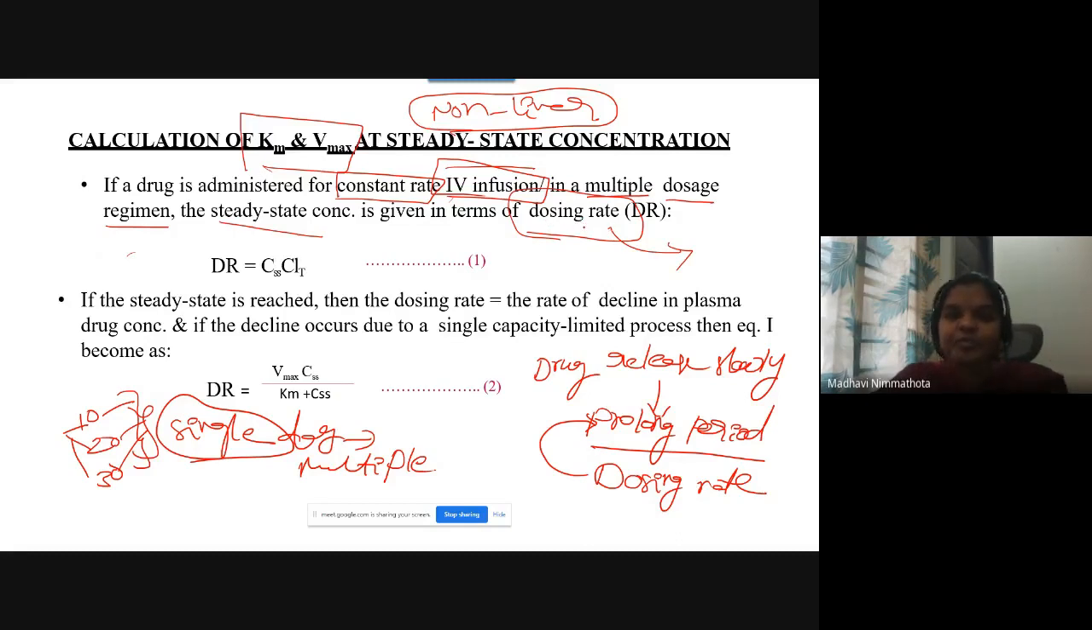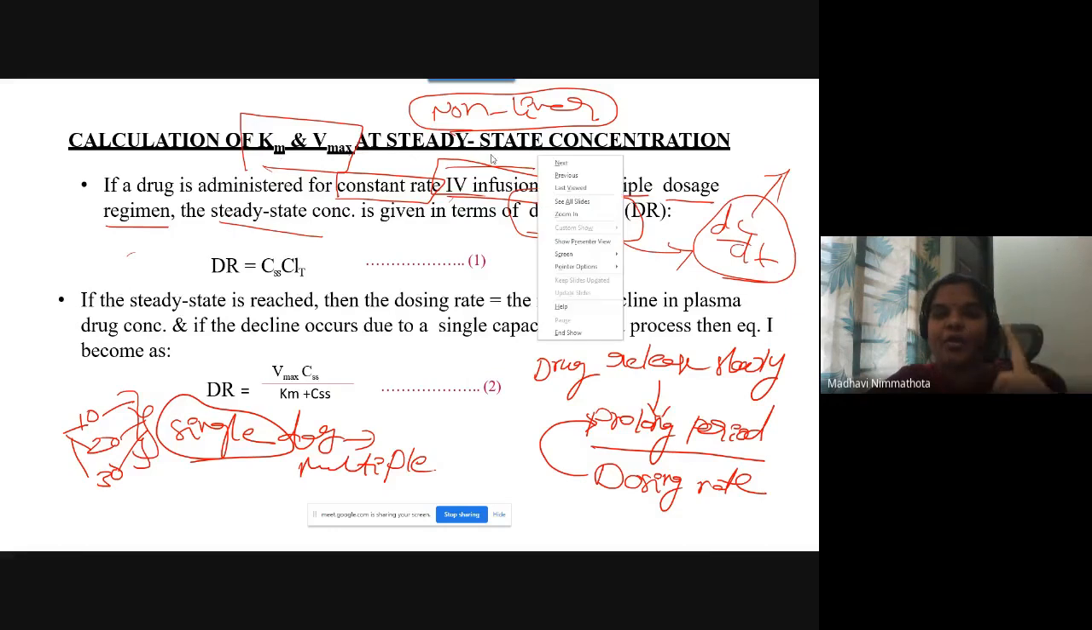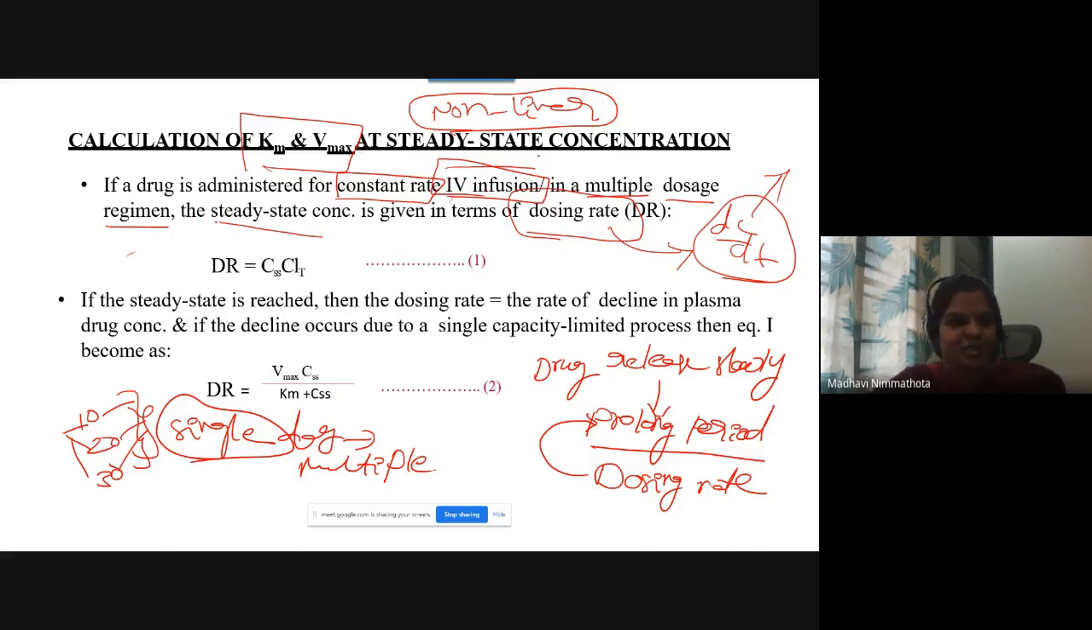So that's why instead of calculating dC by dt, what do you mean by dC by dt? This is a rate, the rate of the process. Instead of calculating this rate of the process, here you are going to calculate the dosing rate. So just remember that whenever you are going to calculate Km and Vmax at steady state concentration, you have to use dosing rates, because the dosing rate will be varied in case of IV infusion or in case of multiple dosage regimen. Simple thing.